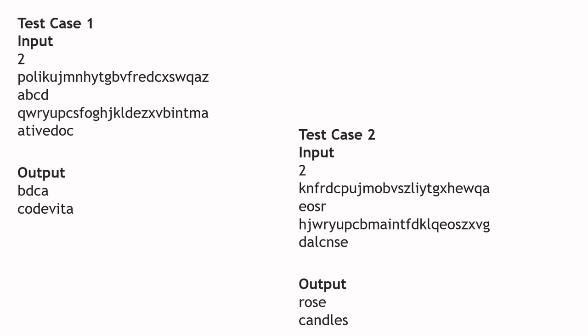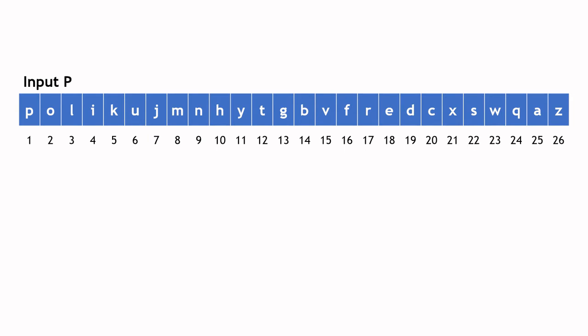Okay, let's see the test cases. So here for two test inputs, this is P and this is S, and this is the output. Similarly, you have another test case which has two inputs, P and S, and your output is this. So let me go on to how we are going to approach the program.